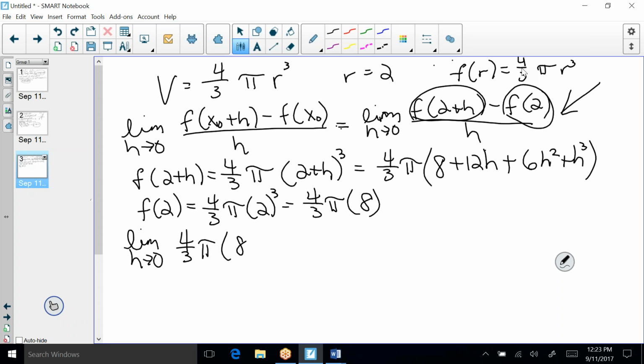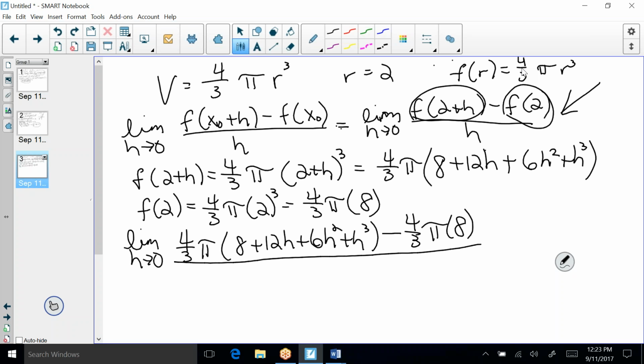8 plus 12h plus 6h squared plus h cubed minus our f of 2. So that's going to be minus 4/3 pi times 8. And then we're going to divide that whole thing by h.